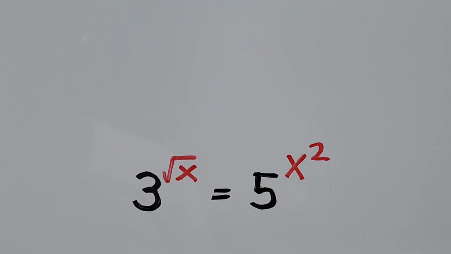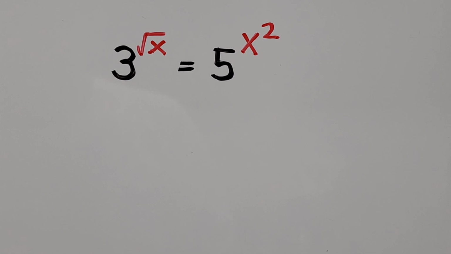Hello everyone, we have here the exponential equation 3 to the power of square root of x equals 5 to the power of x squared. And in this video, we're looking for the values of x. So let's start. First, let's take the logarithm on both sides of the equation.